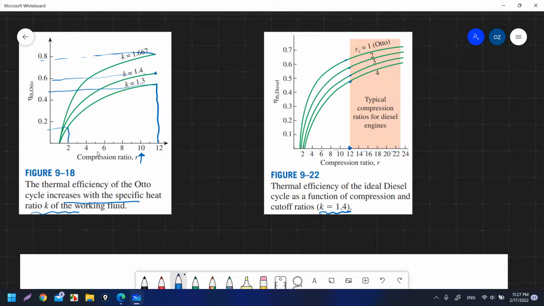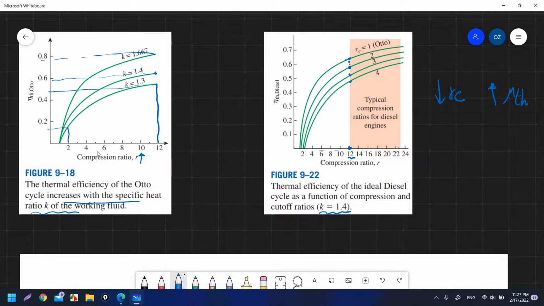So by decreasing the RC, the cutoff ratio, the thermal efficiency for the diesel and Otto cycles will increase. For the Otto cycle, the cutoff ratio is 1; we don't have a cutoff ratio for Otto. As you can see, the minimum cutoff ratio belongs to the Otto cycle, equal to 1. So at the same compression ratio, the Otto cycle will have higher efficiency than the diesel cycle, because the diesel cycle already has a cutoff ratio, like 2, 3, 4, 1.2, 1.3 here.